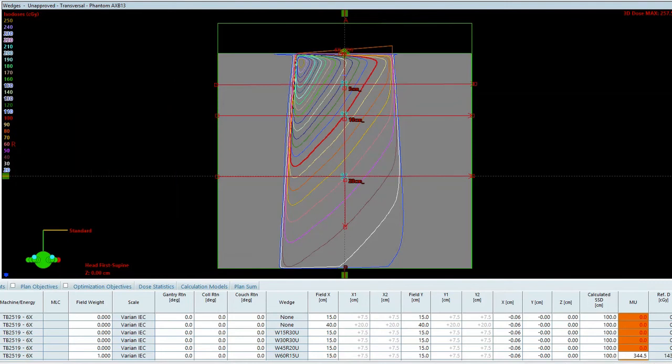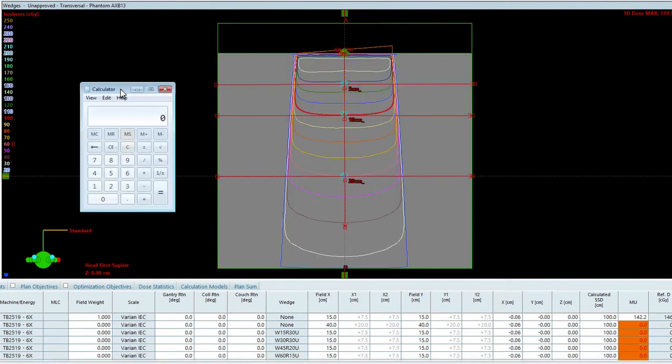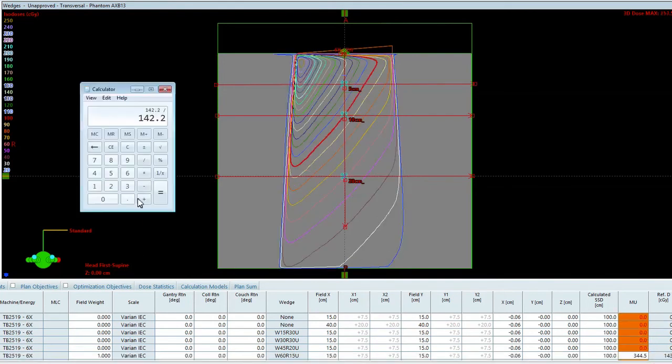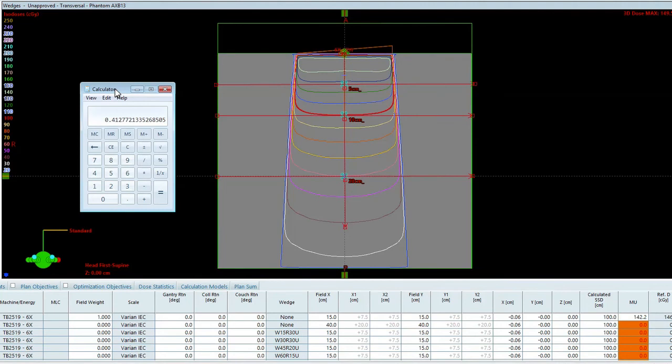So to figure out a 60-degree wedge factor, I'd take my open field, 142.2, divided by my 60 wedge, 344.5, and I get 0.413. Okay, so 0.413 is my wedge factor. How do I know that? Well, I can take my original open field monitor units, without the wedge, 142.2, and divide that by my wedge factor, and then I get 344.5.